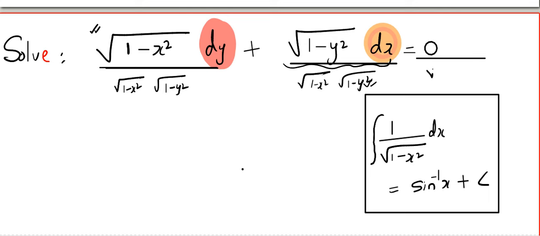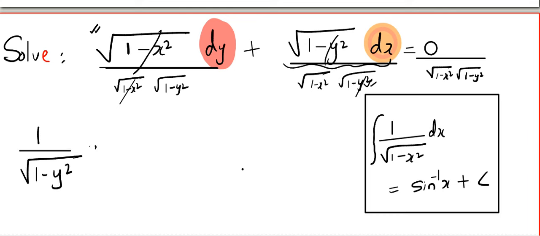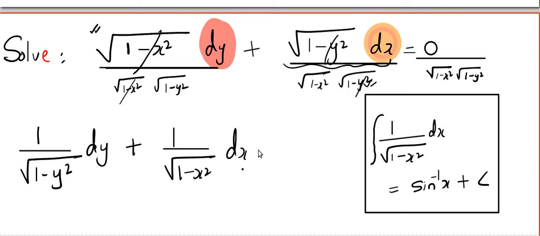I'll repeat, you can use any method you are comfortable with. I love this method, that's why I'm following this. So this and this will get cancelled, this and this will get cancelled, and the right side will be 0. See, 1 by root under 1 minus y square dy plus 1 by root under 1 minus x square dx is equal to 0. Voila, variable separable.